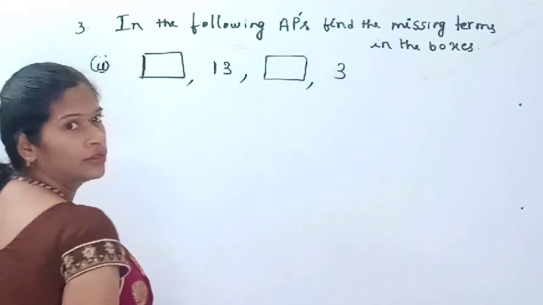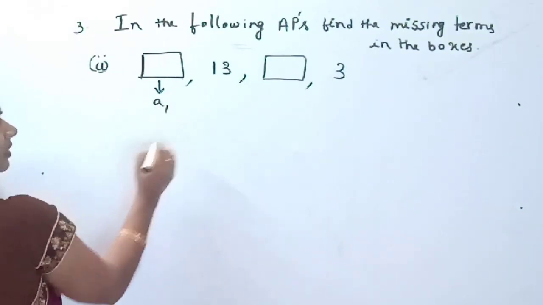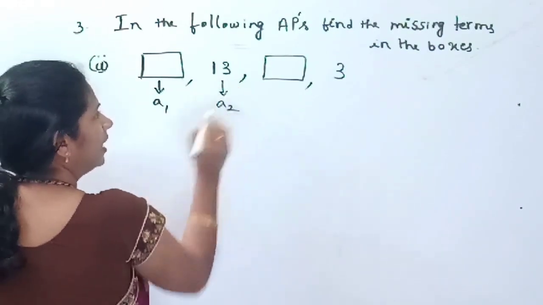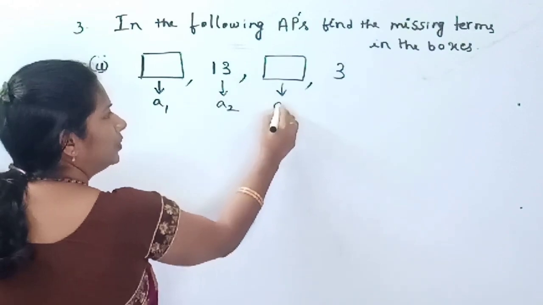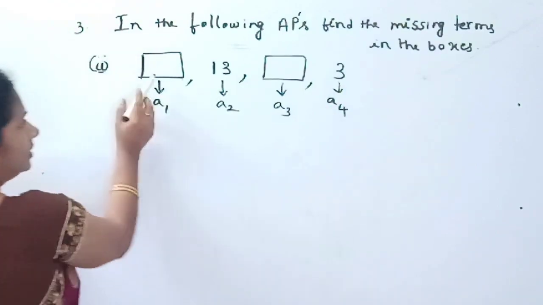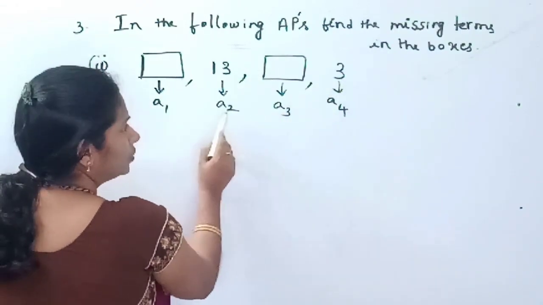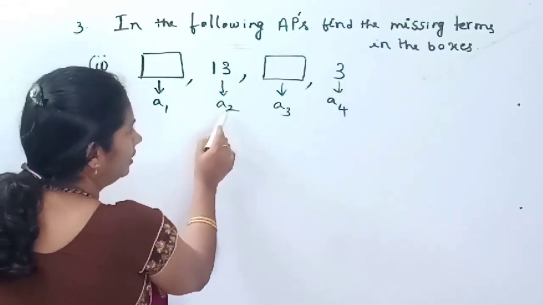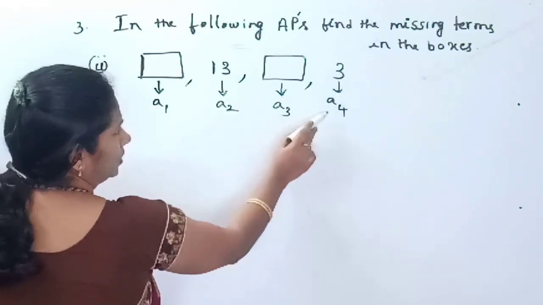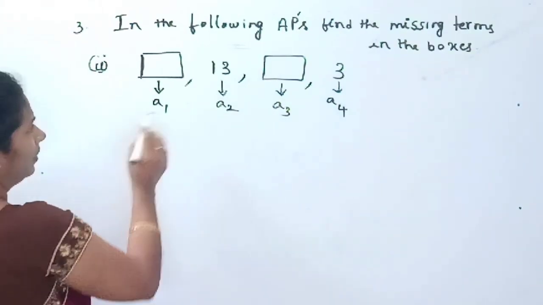Again, more missing terms in the box. The fourth term, 3, is given. So in this first term, the missing terms in the box, the first one is A1. So A1, or A, you have to find out, children. The A2 value they have given is 13. The A3 value you have to find out, and the A4 value they have given. Is it clear? This is the first term, second term, third term and fourth term. Which values do we already know, children? The A2 value and the A4 value we already know. So using these two values, we have to find out A and the third term. Is it clear? Now how will you find it?